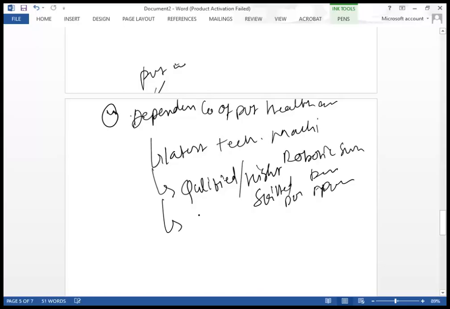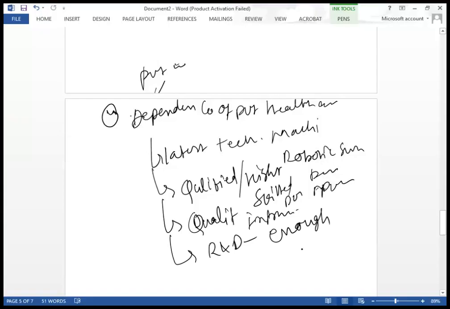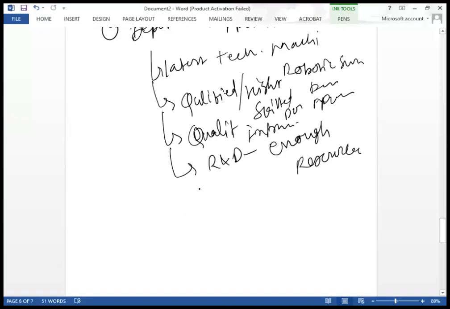Or because of quality infrastructure, because they do R&D, because private hospitals have enough resources. So we have dependency on private hospitals.